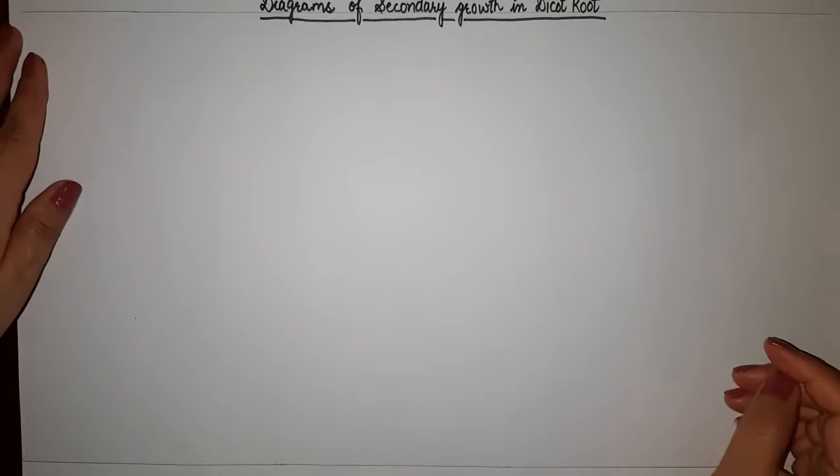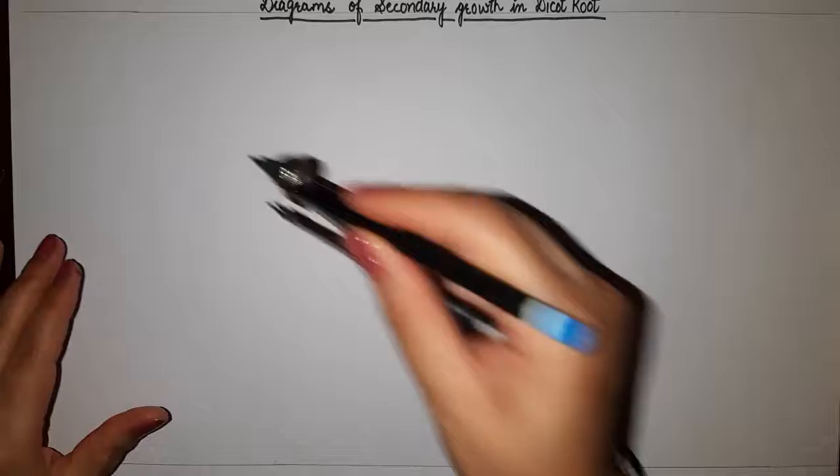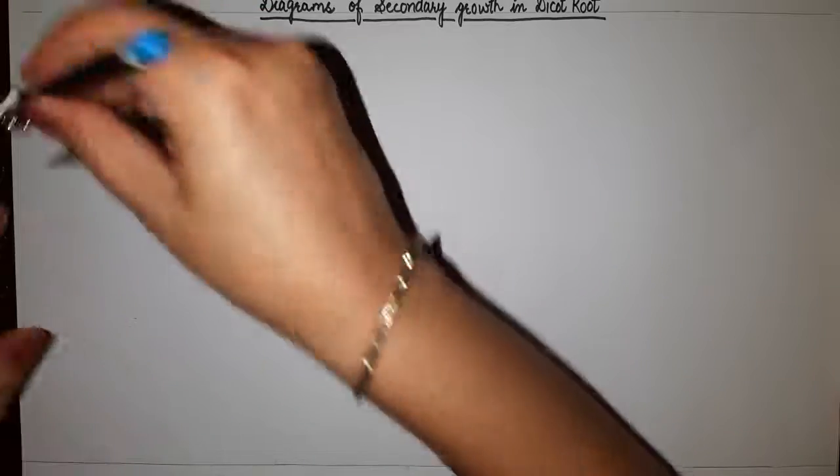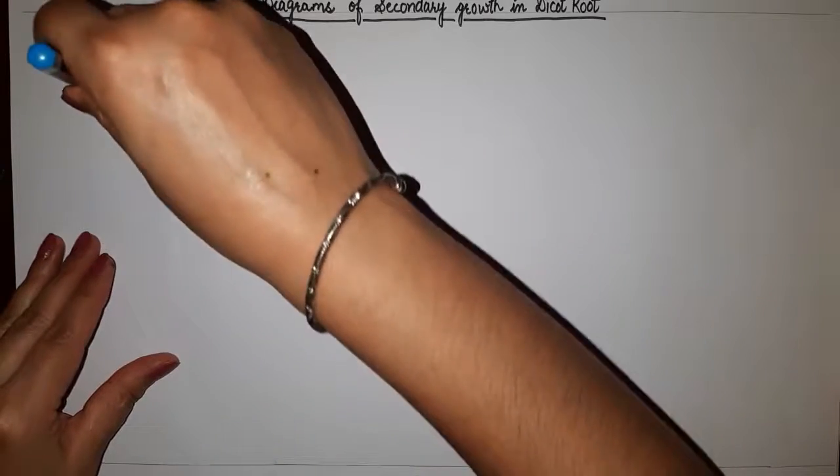So in the previous video we discussed the first two steps of secondary growth in a dicot root. Now before continuing with the third step, first we will draw diagrams related to these two steps. So the very first diagram I am going to show is the structure of a typical dicot root.